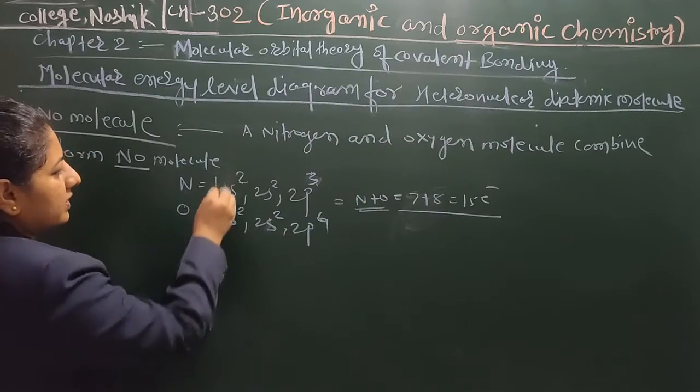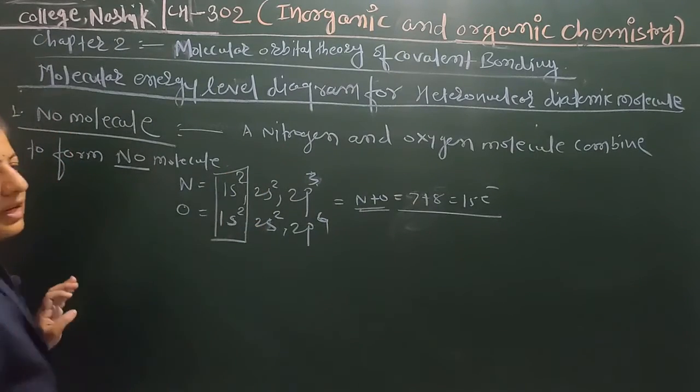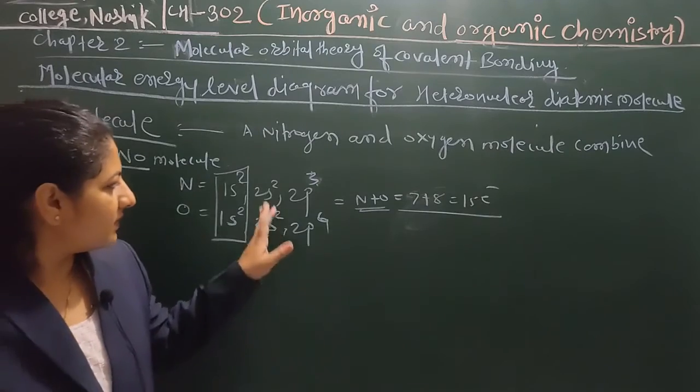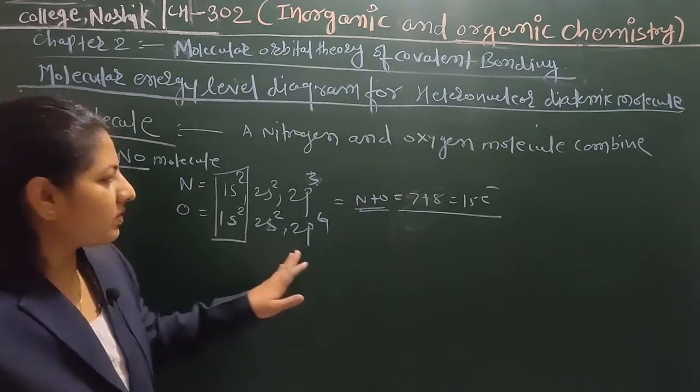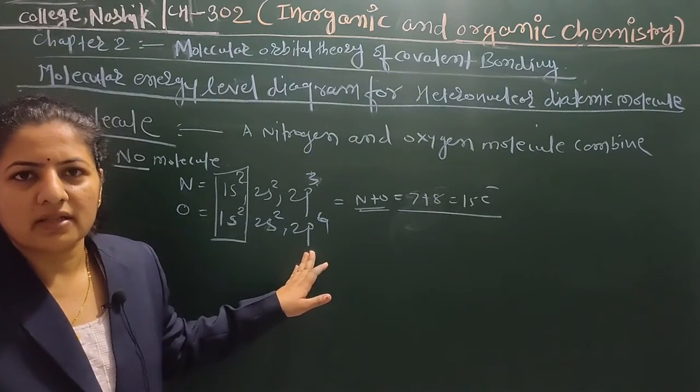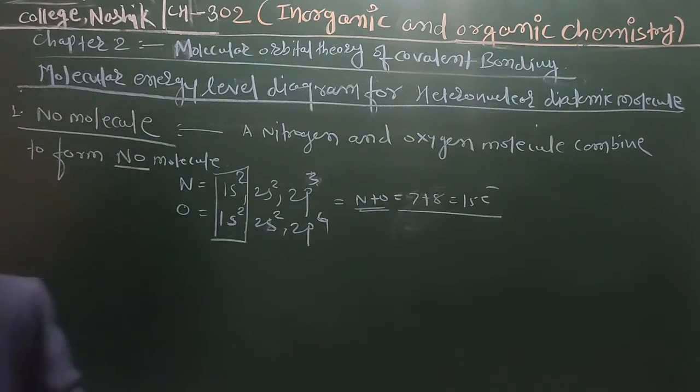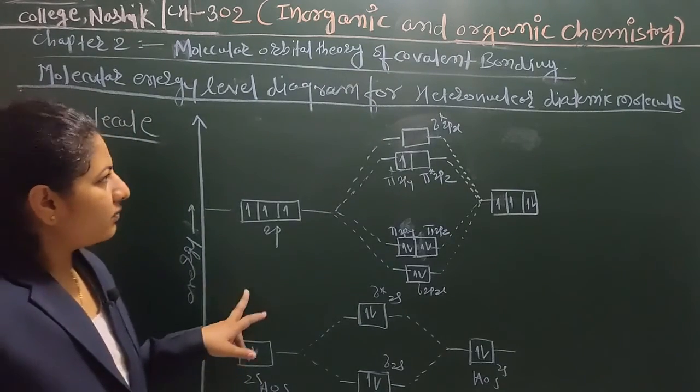In nitrogen and in oxygen, the inner 1s2 orbital does not take part in bonding. Bonding takes place with the 2s and 2p orbitals of the nitrogen and oxygen atoms respectively. So let's discuss the MO energy level diagram. This is the MO energy level diagram for the NO molecule.